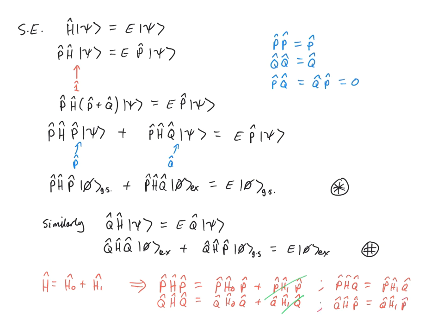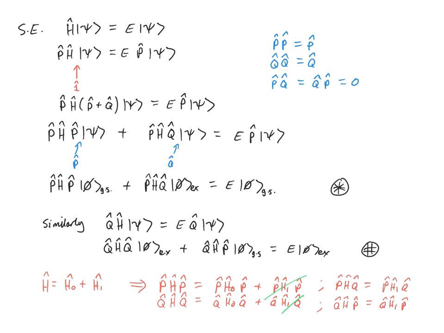H1 is the tunneling term that connects P to Q. So if I want to go from P to Q or Q to P, I have to do that with H1, not H naught. On the other hand, if I want to stay within a given manifold, either P to P or Q to Q, then I have to act with H naught. So this allows us to actually make some simplifications in our equations star and hash.